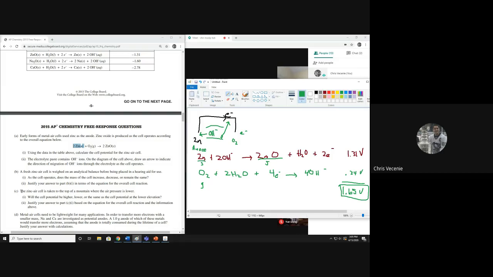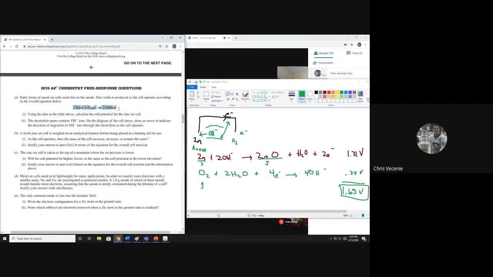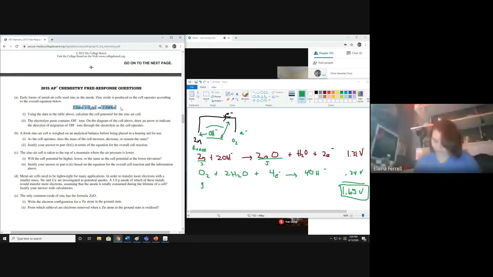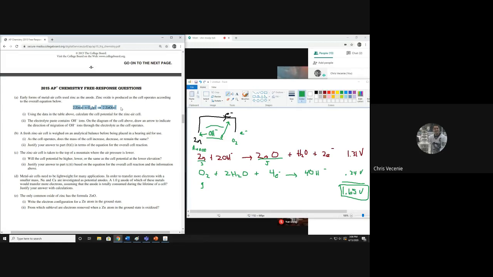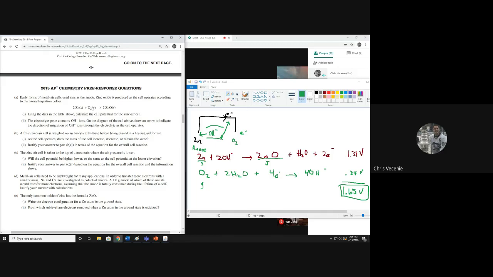All right, letter C. It says the zinc air cell is taken to the top of a mountain where the pressure is lower. Will the cell potential be higher, lower, or the same as the cell at lower elevation? All right, so you look at your reaction, which is listed right here. If the pressure's lower, who is that affecting in our equation? The O2. Why is the pressure lower at the high altitude? Because there's less O2. So less oxygen is decreasing O2, right? So we're decreasing on the left.